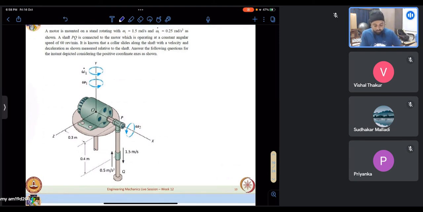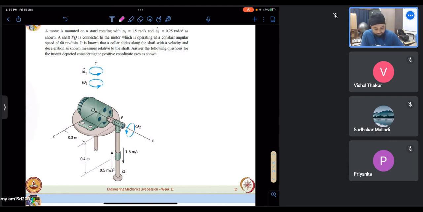Okay, so let us look at this problem. A motor is mounted on a stand, rotating with omega 1. We have been given this omega 1 as 1.5 radians per second, and omega 1 dot. So this 1.5 is not having a constant magnitude. It has a magnitudinal change also, which is given to be omega 1 dot equal to 0.25 in the direction. So it is actually speeding up, essentially.